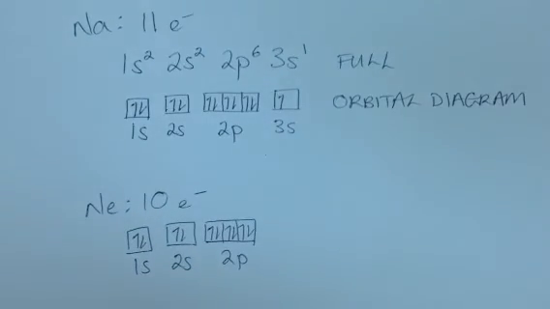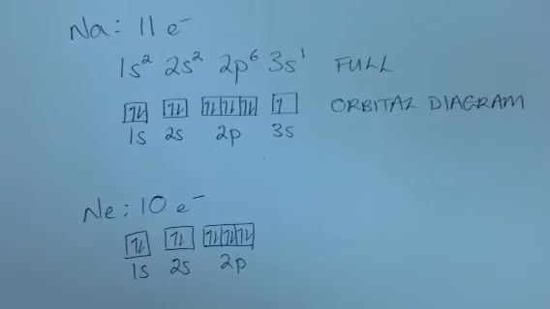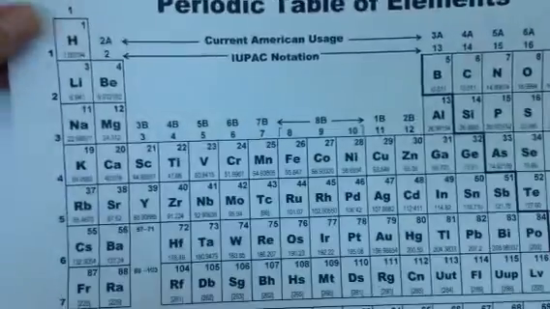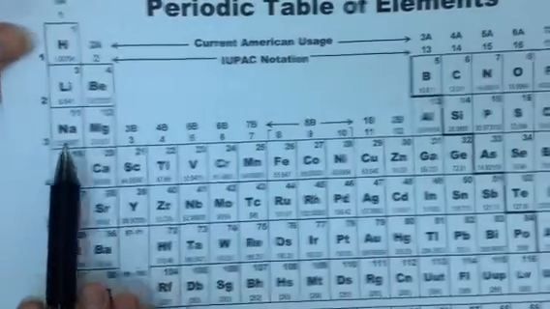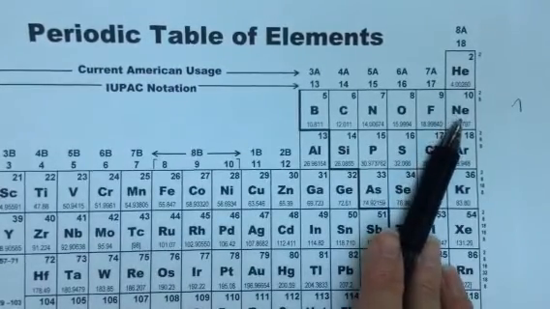Okay, so as we know, chemists are lazy. We don't like to write things out longhand. So a shorthand method of writing electron configuration is to choose the noble gas from the period above your element. Okay, so let's take a look. Here's sodium, it's in period 3. So the noble gas in the period above sodium is neon in period 2.